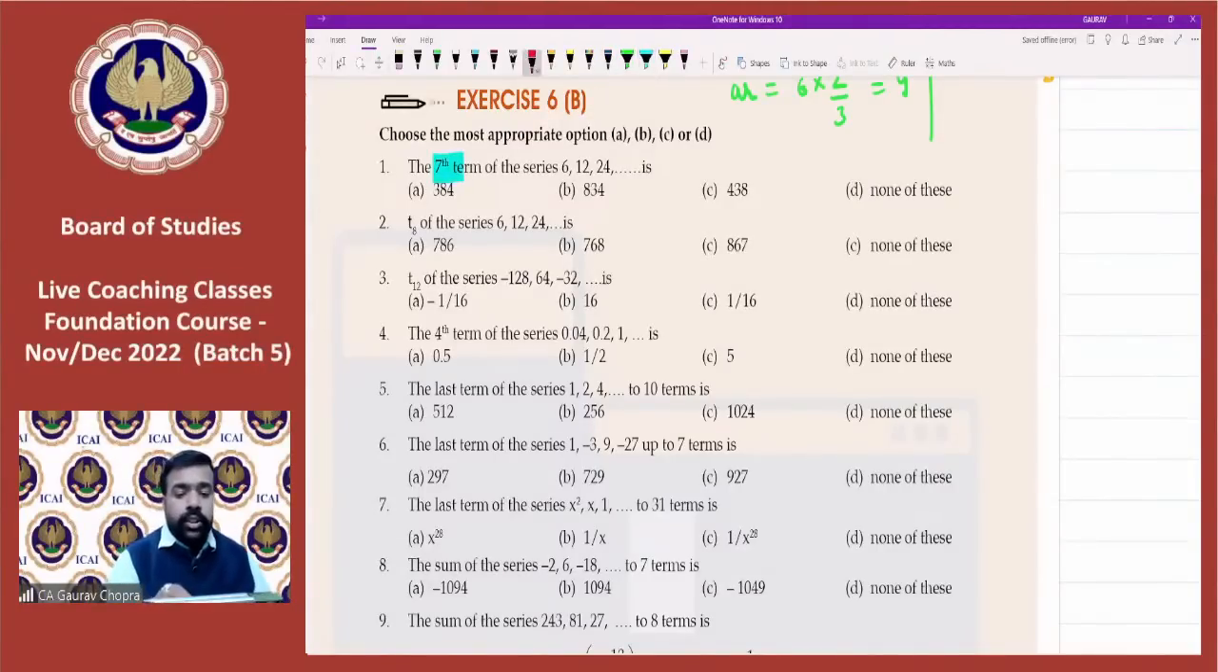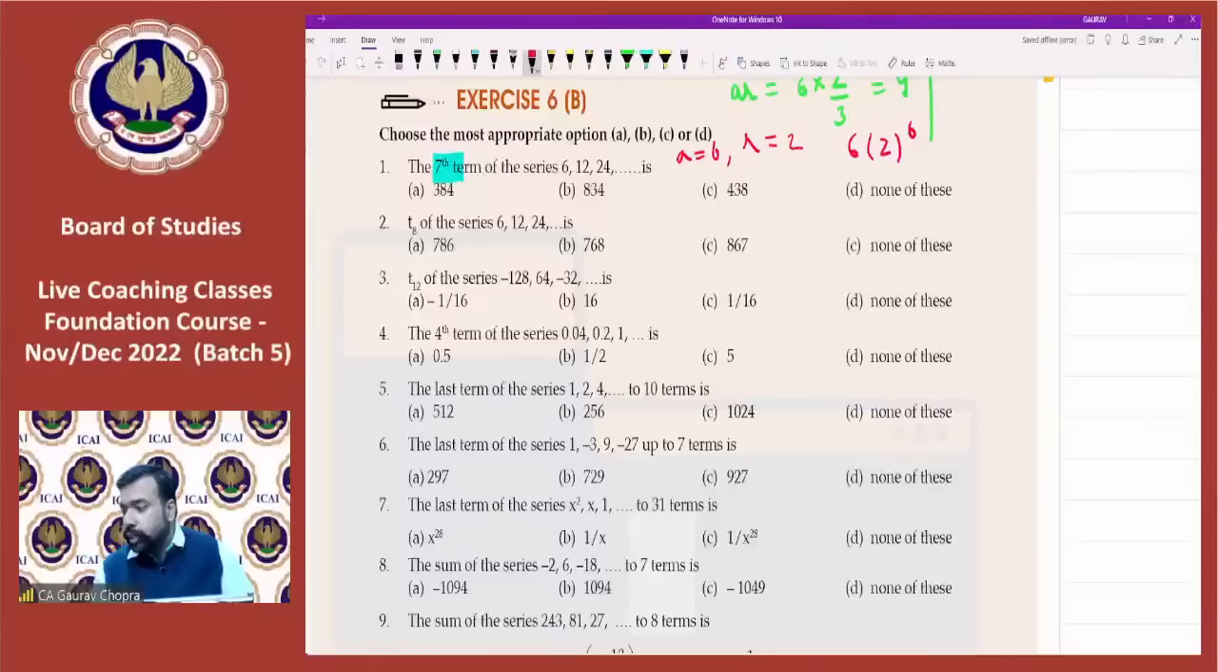So what is the first term? First term is 6. What is the common ratio? Common ratio is 2. Now you have to find the seventh term. So 6 multiplied by 2 to the power of n minus 1. So what will be the final answer? Come on. Hit the comment box so that I can see your answers.